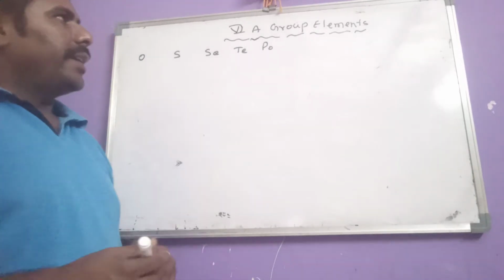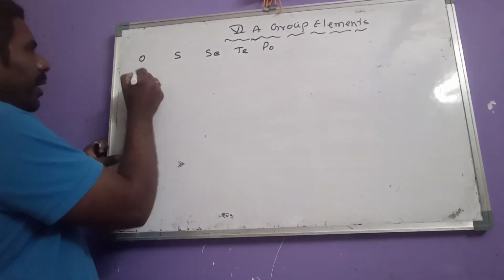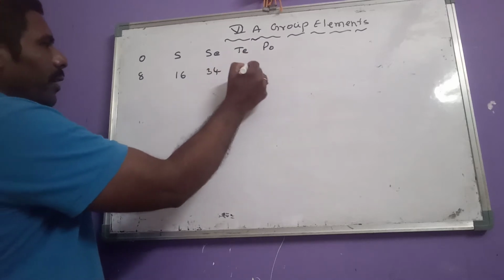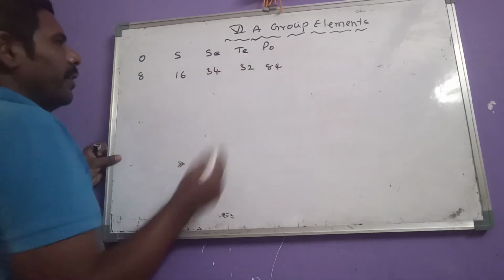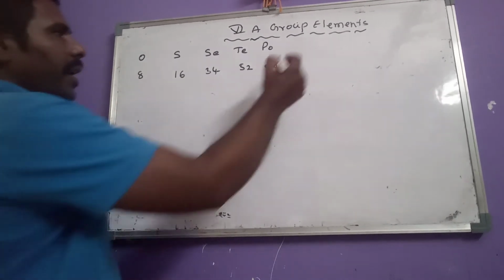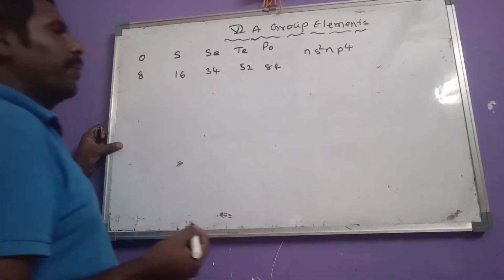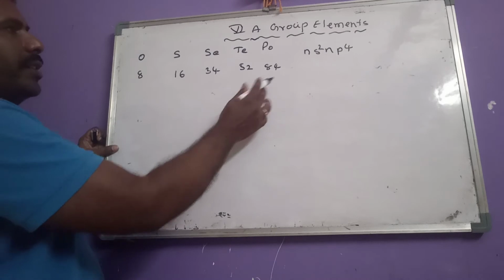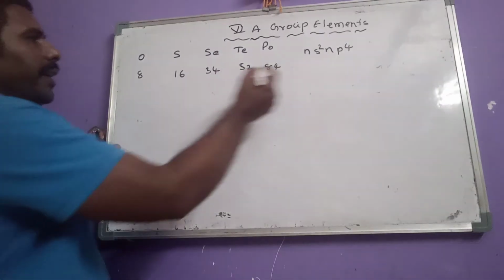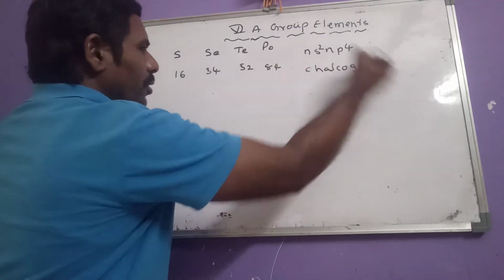Okay, now let us see the atomic numbers of these elements. Oxygen atomic number 8, sulfur 16, selenium 34, tellurium 52, polonium 84. So these are the atomic numbers of 6A group elements. And the general electronic configuration is ns2np4. And especially one thing here, these elements are called chalcogens.